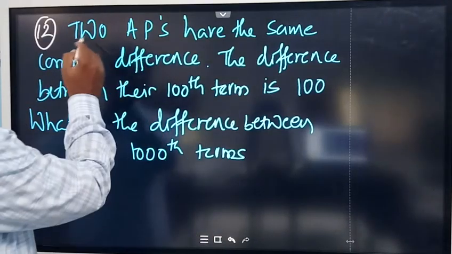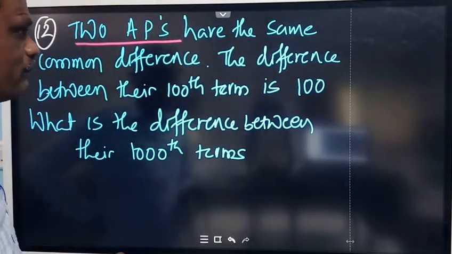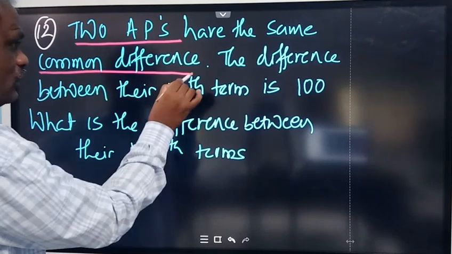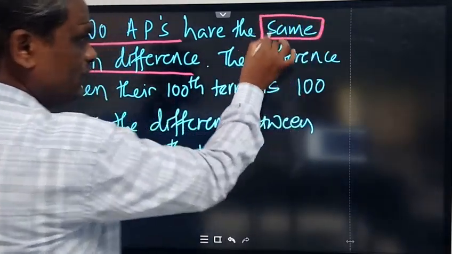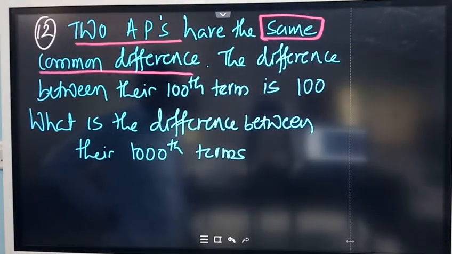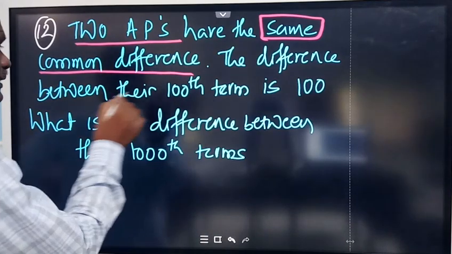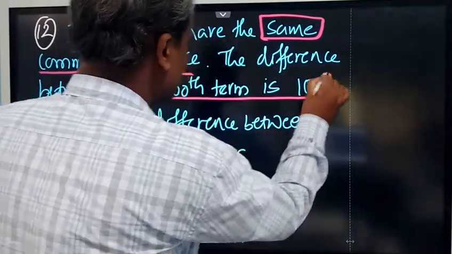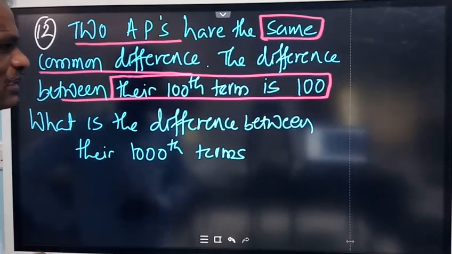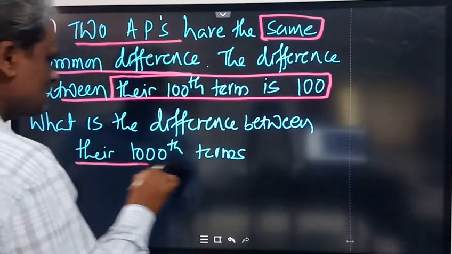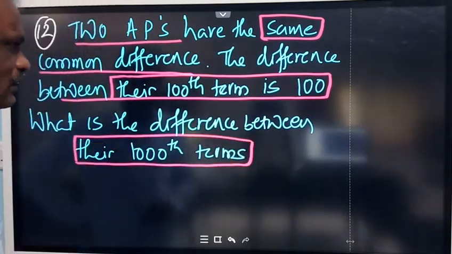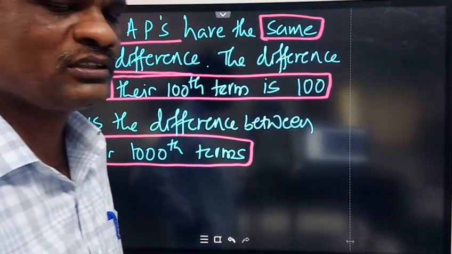Here there are two different APs with the same common difference. Both the APs are having the same common difference. We should be very careful. The difference between their 100th terms is 100. Now the question: what is the difference between their 1000th terms?